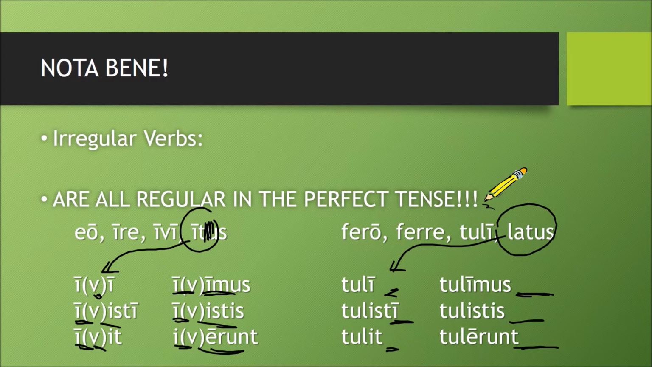The only odd thing that we have with our irregulars comes with eo, ire, and that is because sometimes it has that V in the third principal part. Other times it's just two I's, so it would be ii, iisti, iit, iimus, iistis, and ierunt, but it could also be ivi, ivisti, ivit, ivimus, ivistis, iverunt. Otherwise, happy news, you don't need to remember any weird forms for our irregular verbs in the perfect tense. From here on out, your irregular verbs are actually completely normal.